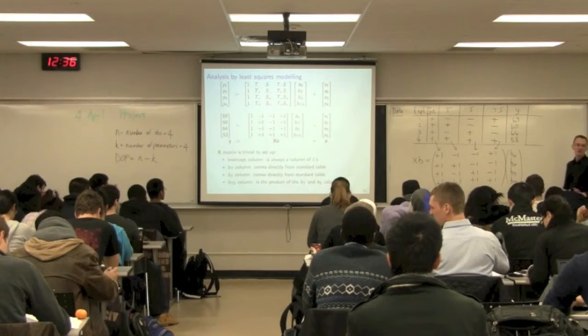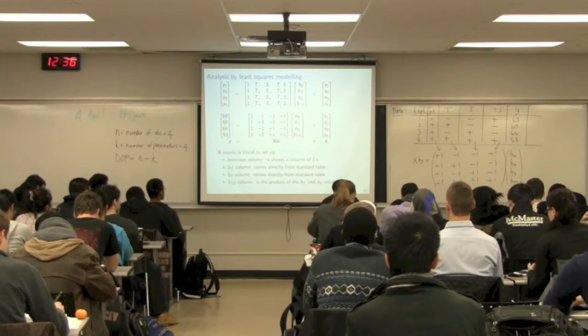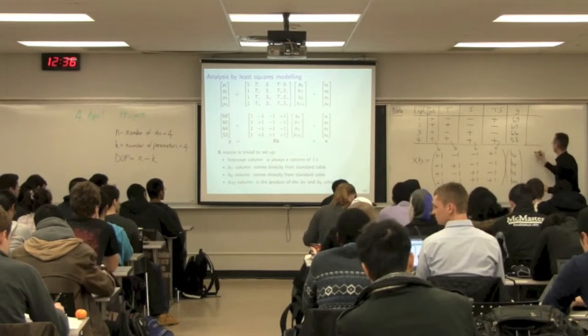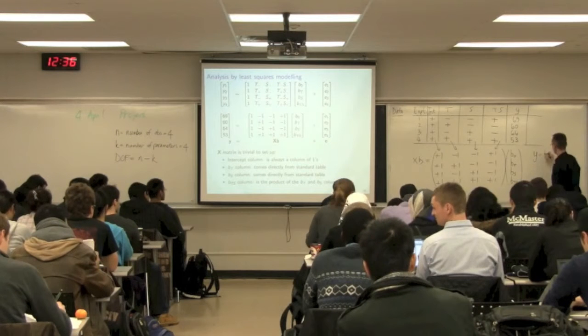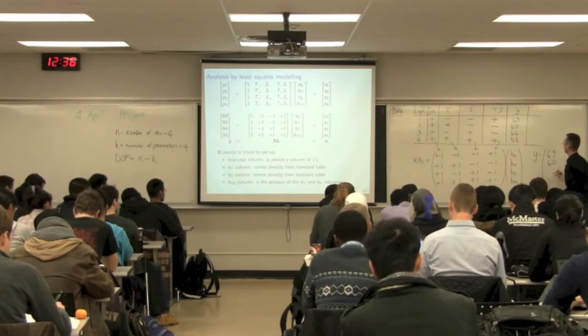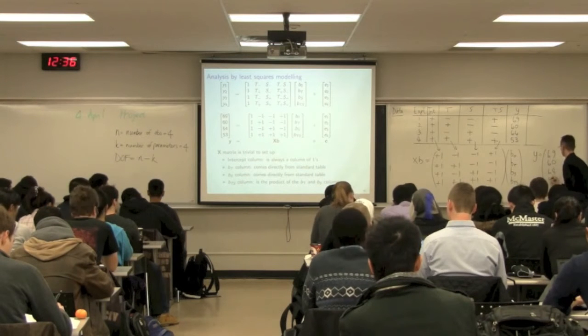So the X matrix, provided you write your table in standard order, is really trivial to set up. Your Y vector, again, equally trivial. It's just copy and paste of your results that you measure at your output. So 60, 64.